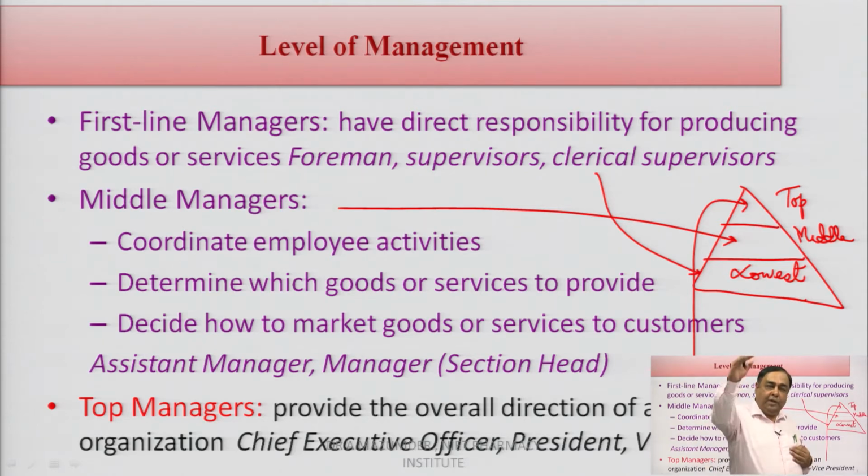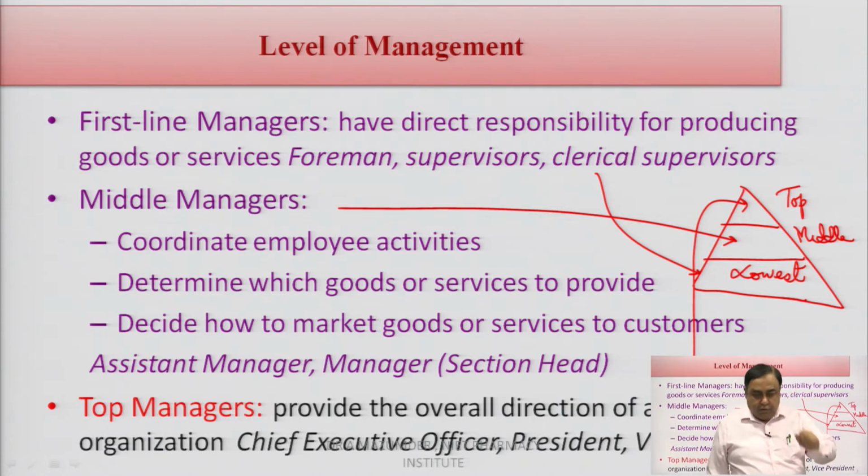And the people who are in the topmost level provide the overall direction of the organization: where the organization will move, where the organization plans to reach five years down the line. They are called the top managers. Depending on the organization, they are known as chief executive officers, president, vice president, and so on.